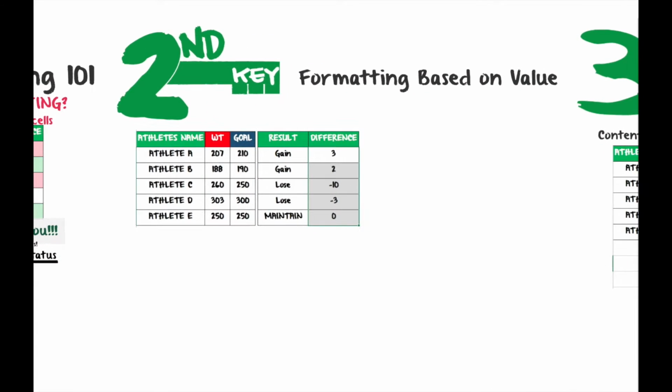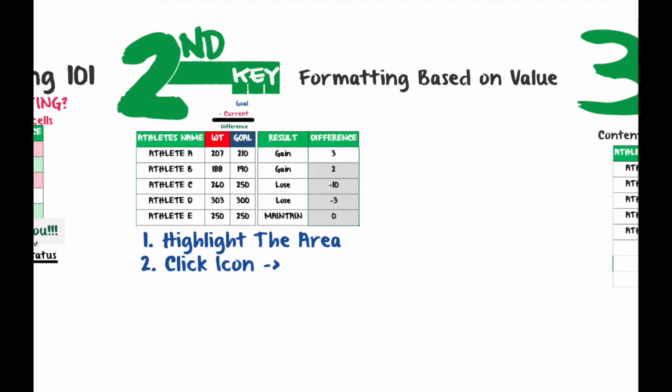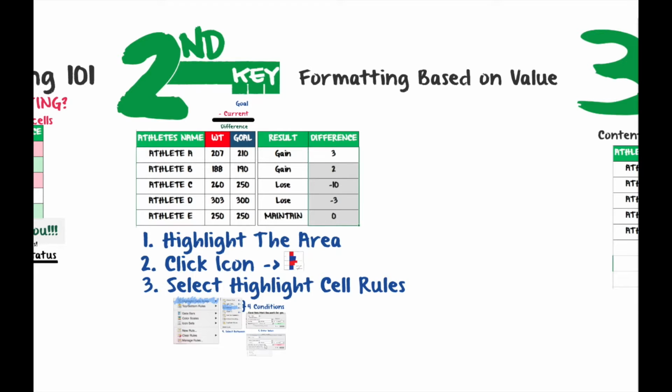Now back to the second major key, conditionally formatting cells based upon their value. In the difference column, I have set up a simple equation to display the difference between their current weight and goal weight. Now to cleanly display this information, I want to add a color code to display whether or not the athletes are making progress, on target, or way off from where we want them to be. Now to format these cells automatically, first highlight the area you want to be formatted. Then click on the conditional formatting icon, which will bring up a drop-down menu. On that menu, we want to select Highlight Cell Rules.